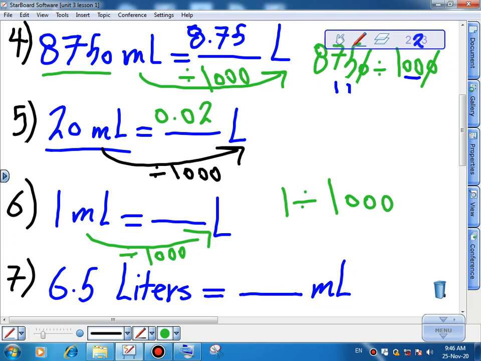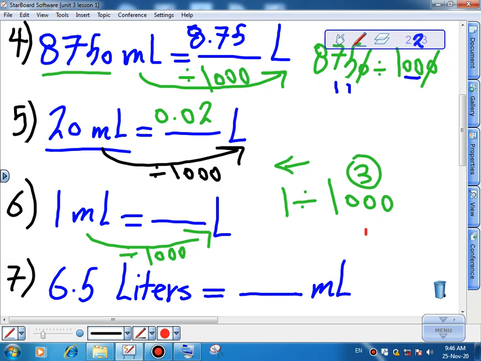Divide from right side, but multiply from left side. Here we need to put the decimal point after 3 digits. After 3 digits, we have 3 zeros, 3 digits. 1 0, 1 digit, 2 0, 2 digits. I need to put the decimal point after 3 digits from right side.